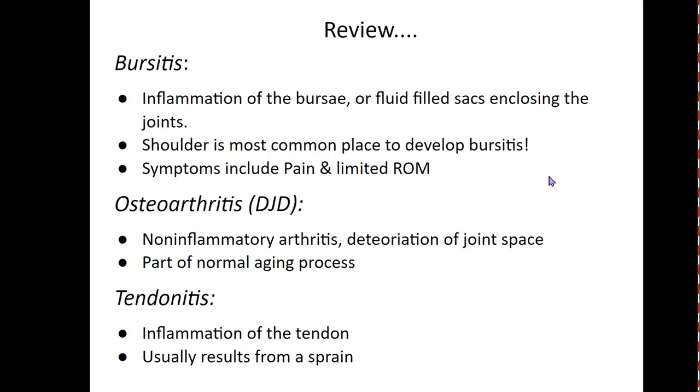Remember osteoarthritis. This is a non-inflammatory form of arthritis. Remember rheumatoid arthritis? That was inflammatory. This is non-inflammatory. Leads to a deterioration of the joint space, and it's really thought of as a part of the normal aging process. And then last, tendinitis. Remember that is simply inflammation of a tendon. Usually you see tendinitis resulting from a sprain.